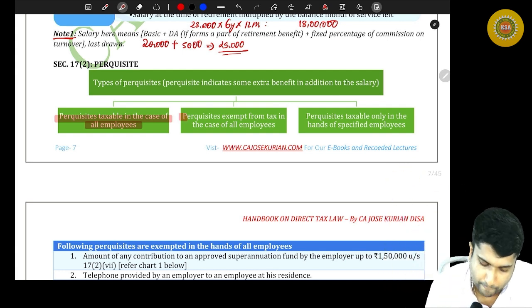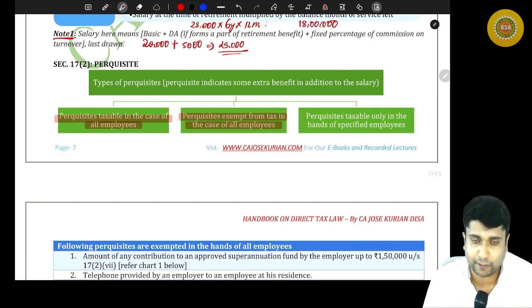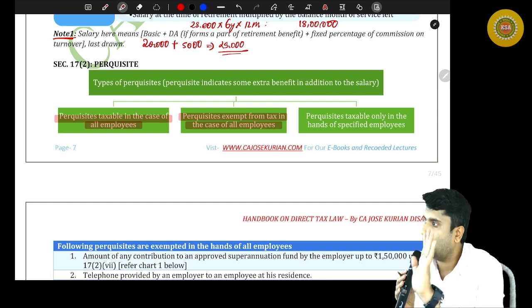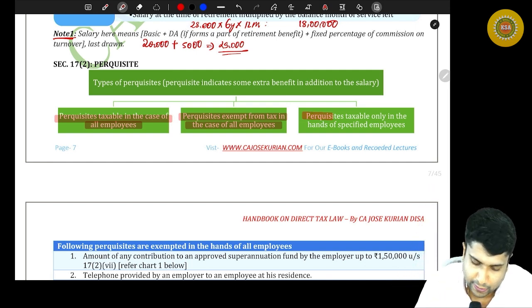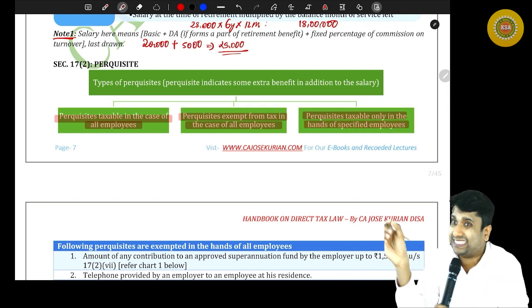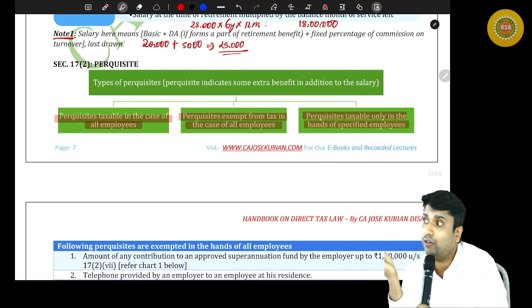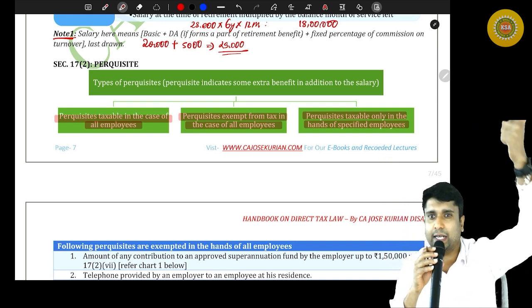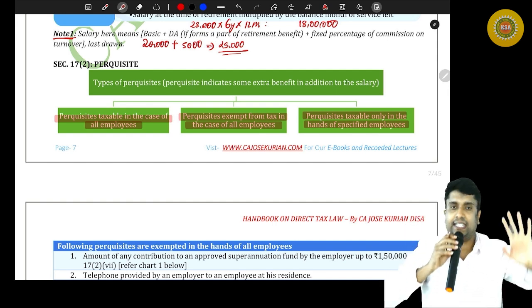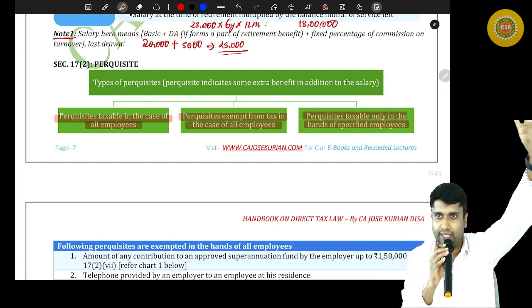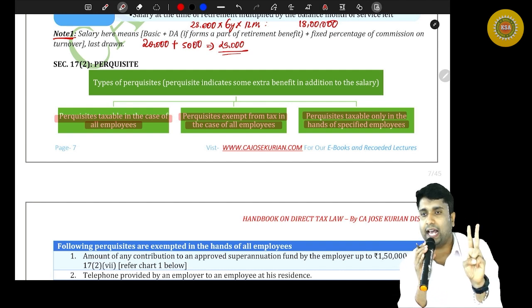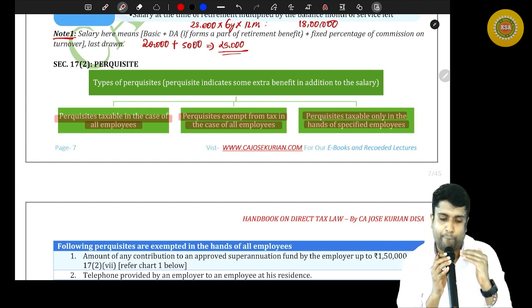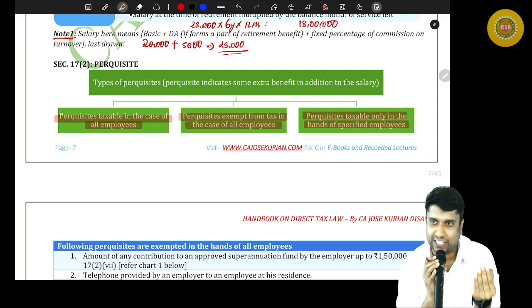Number two, perquisites exempted from tax in the case of all employees. There are certain perquisites which are exempted in the hands of all employees. And what is the third category? Perquisites taxable only in the hands of specified employees. That means certain employees only are subjected to pay tax for the perquisites under the third category. Are you all with me? So which all are the three categories? Repeat with me. Number one, perquisites taxable in the hands of all employees. Number two, perquisites exempted in the hands of all employees. And number three, perquisites taxable only in the hands of specified employees.